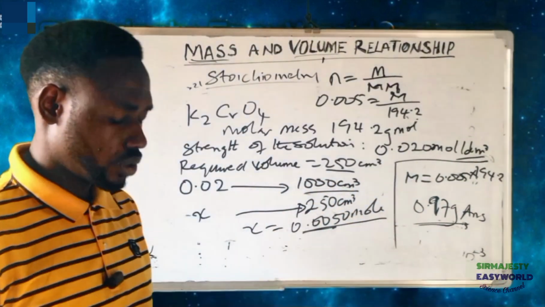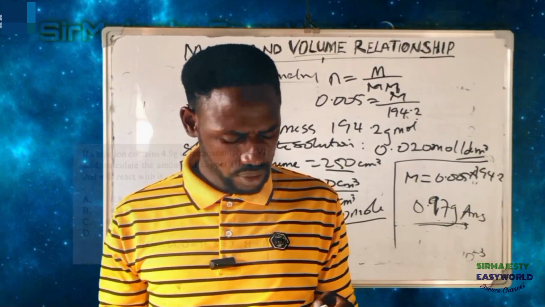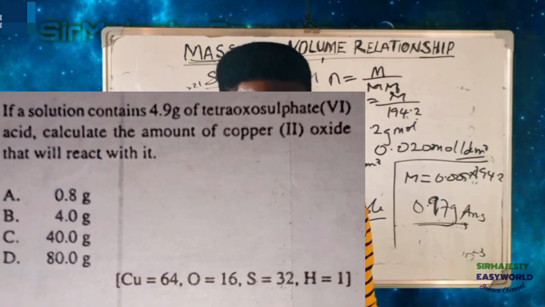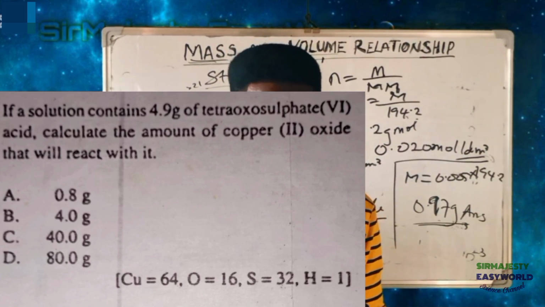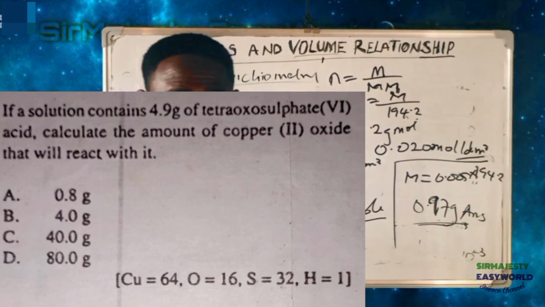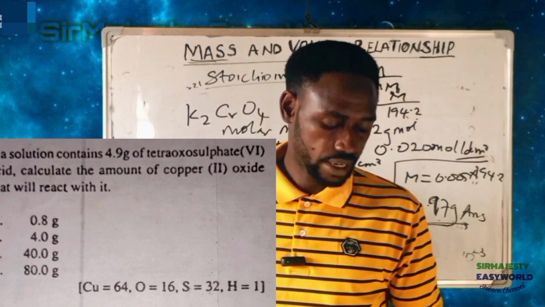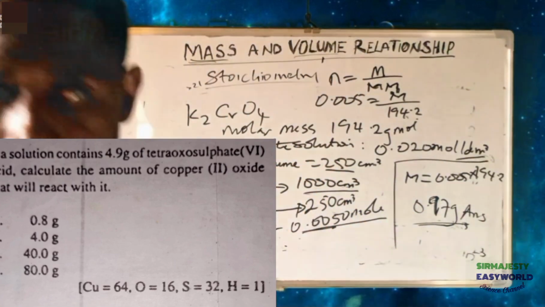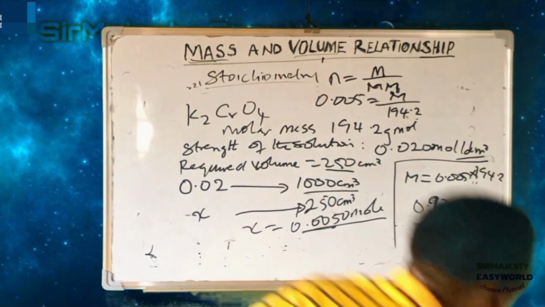All right, we go to the next. Here it says, if a solution contains 4.9 grams of tetraoxosulfate 6 acid, calculate the amount of copper 2 oxide that will react with it. So this is still stoichiometry. You need to write the chemical equation and balance. The reactants here are copper 2 oxide and H2SO4. So we are going to write the equation.